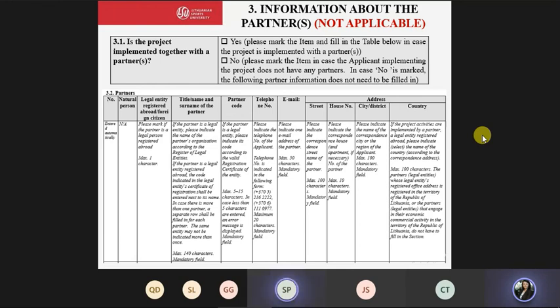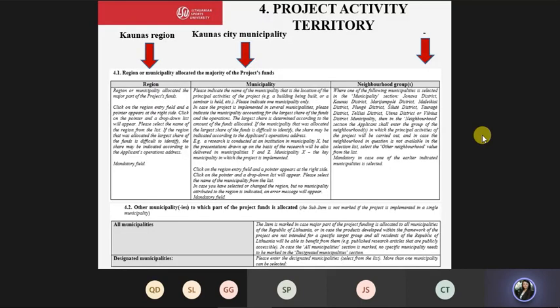So sometimes, if you have partners, you have to write all the information that is needed for the project about the partners. But for this project, this part is not applicable. So you don't need to think about the partners. The fourth part is about the project activity territory.